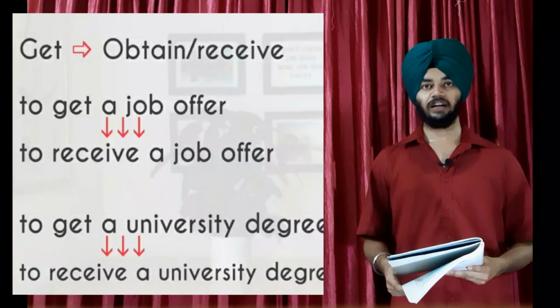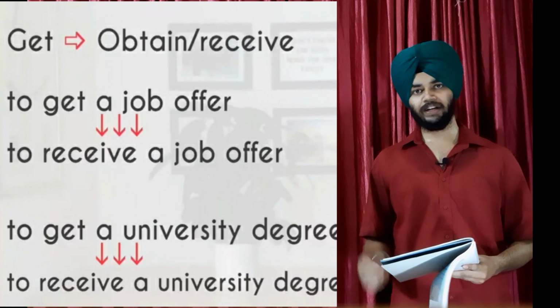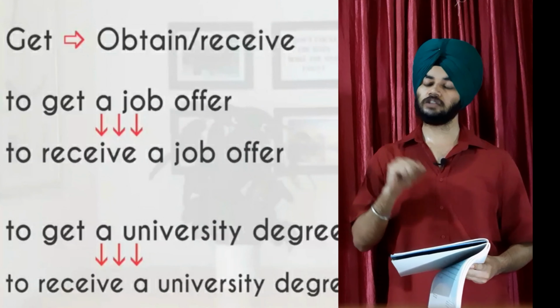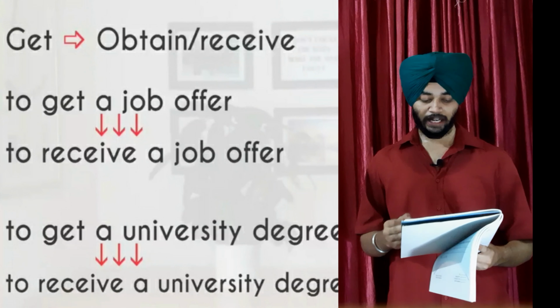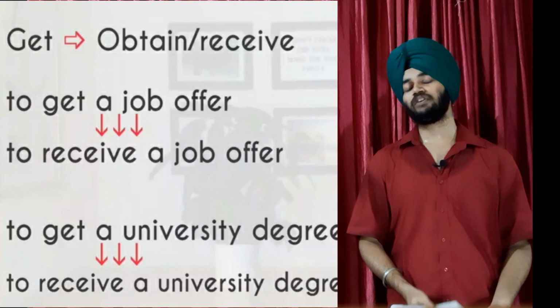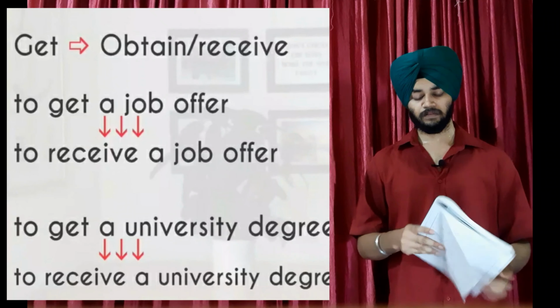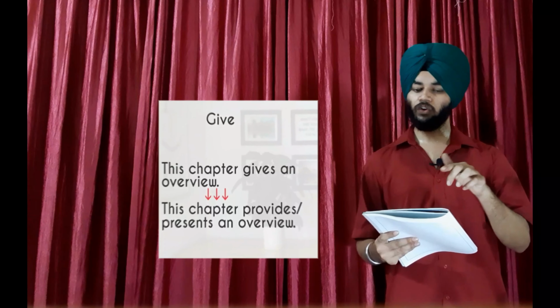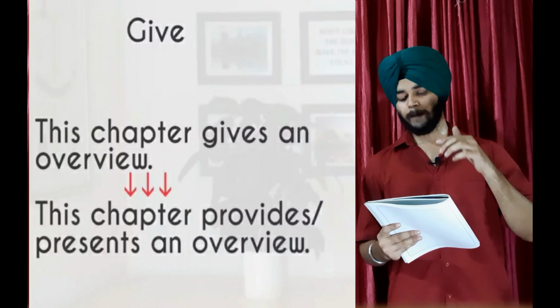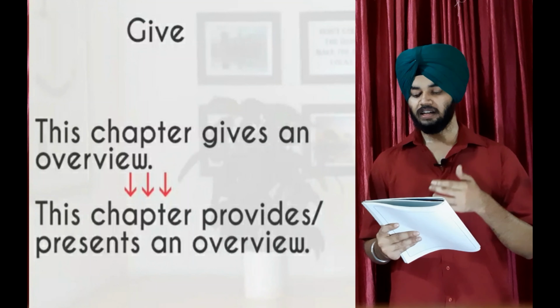And the next one is "get." As we all know, "I get money." If I say "I receive money," this is more formal. We can use "obtain" or "receive." Never use "get" in this case. And the next one is "give," along with "so," "very," "bad," "big," and "find out." These are also informal. So what are the formal words? We can use "provide" instead of "give," like "This chapter provides or presents an overview."